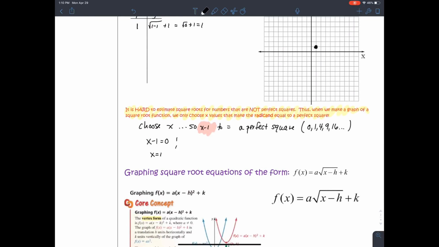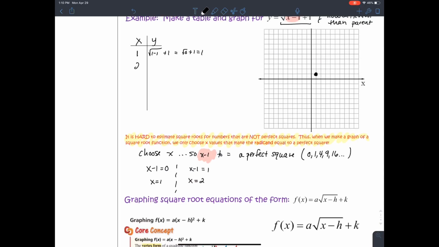Now, I also want to use the next perfect square, x minus 1, whatever that number is. If I could get it to equal the number 1, I'd be taking the square root of 1, in which case the x value I used would be 2. So I'm going to choose 2 in my table.